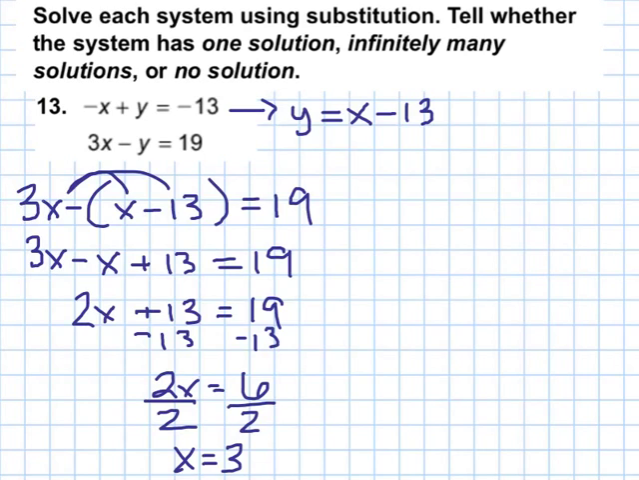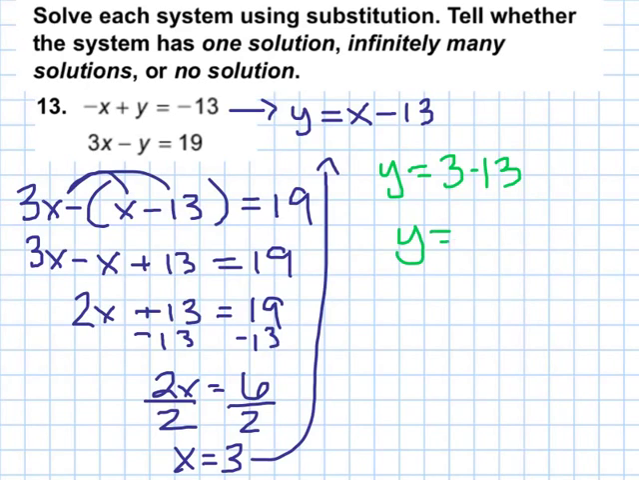Once you have that value, you can take it and plug it in up here to solve for y. So we work it out. y equals 3 minus 13. 3 minus 13 is negative 10. So we will write our answer as an ordered pair, x comma y, 3 comma negative 10.